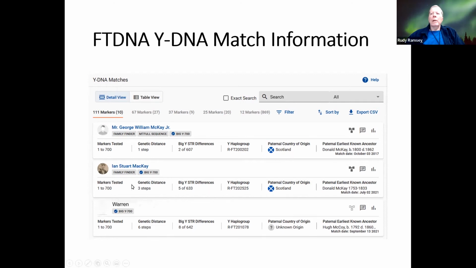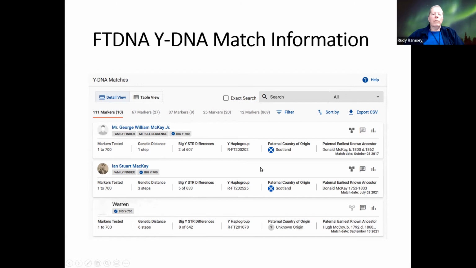And here's Ian Stewart McKay. His is another of the lines. He's deceased, but 2 of the genealogists of his family are in our research project. And here's Warren. He's on the 3rd line in that very first graph I showed you, with Hugh McCoy, 1792, North Carolina, and so on.